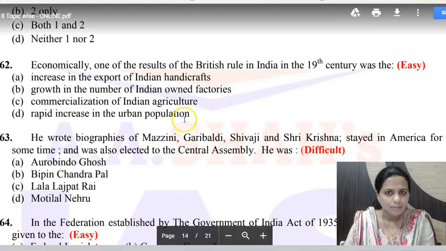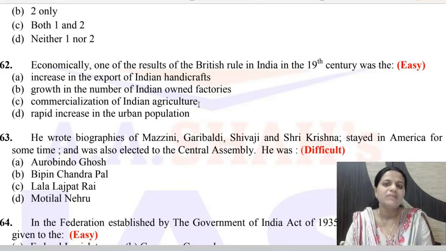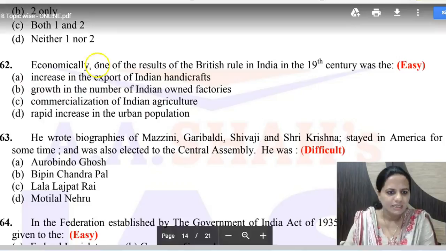So commercialization of Indian agriculture, of course, is true because they were emphasizing Indian agricultural raw materials being produced, so that raw material could be procured and finished goods brought from Britain and dumped into the country. So C is the correct answer here. This is a very easy question.